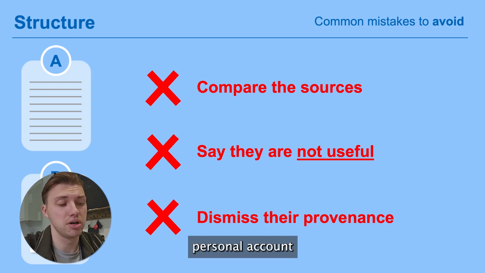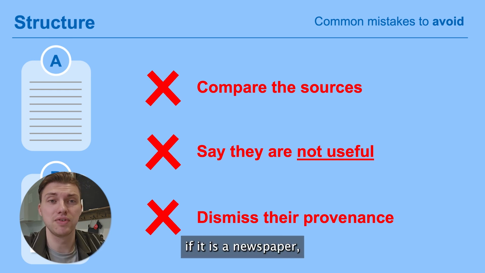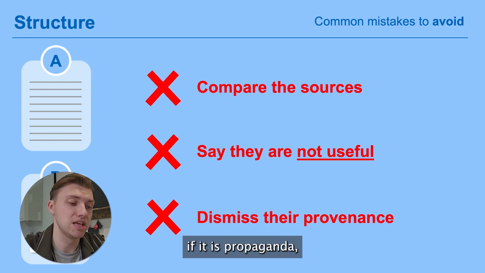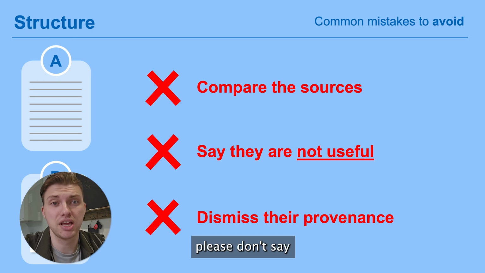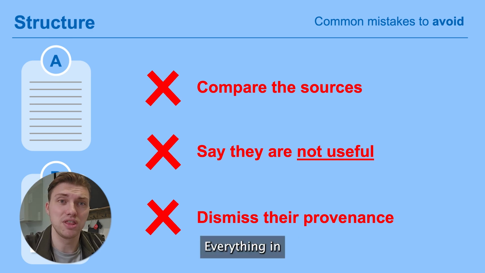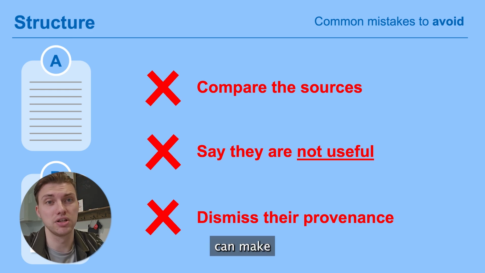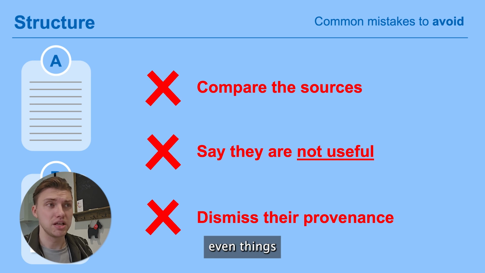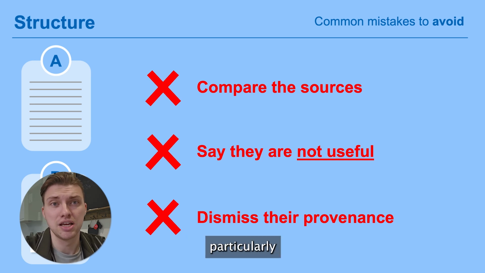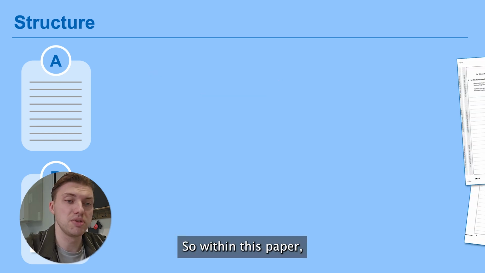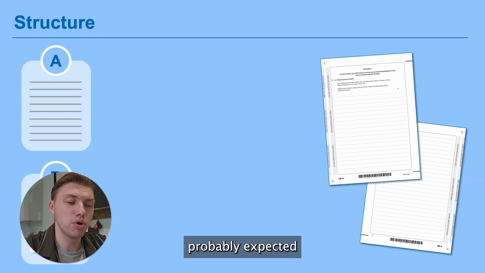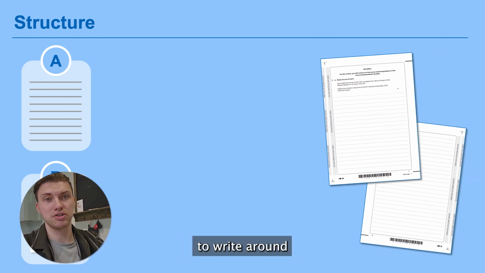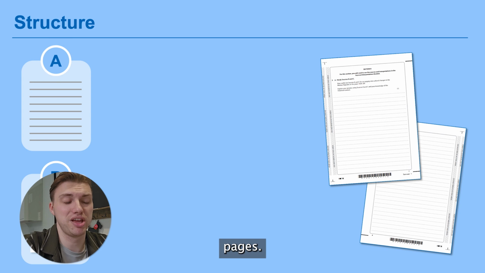If it is a personal account from a diary, if it is a newspaper, if it is propaganda, please don't say this isn't useful because it's bias. Everything in this question has a use, and a historian can make inferences from even things that might seem particularly misleading about the source. So within this paper, you're probably expected to write around 1.5 to 2 pages.